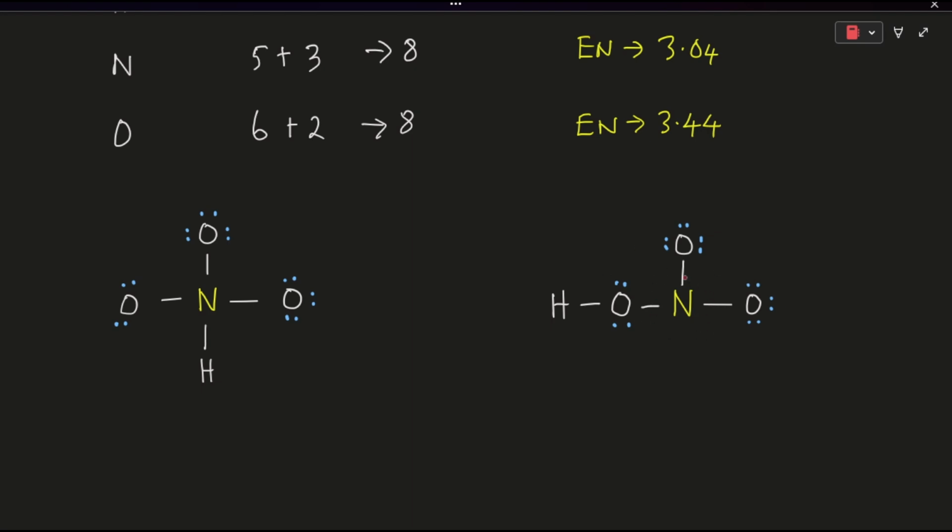So in order to ensure that nitrogen also achieves the octet, we can convert either this lone pair into a bond, or this one, or this lone pair into a bond. So in either case, when we do so, we could have the following Lewis structure arrangement.